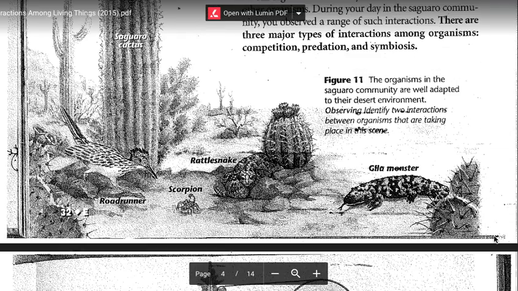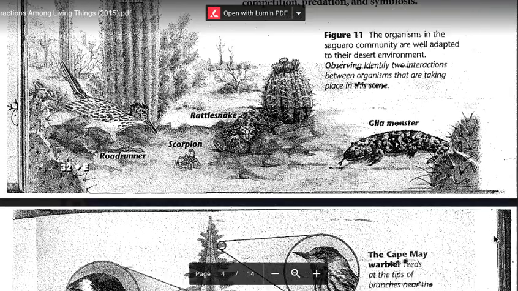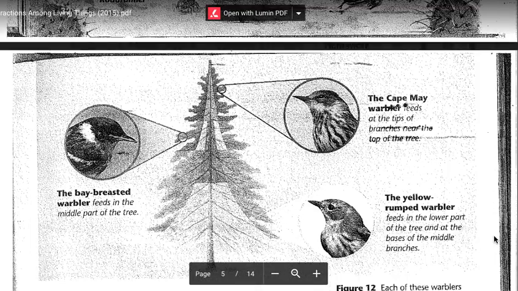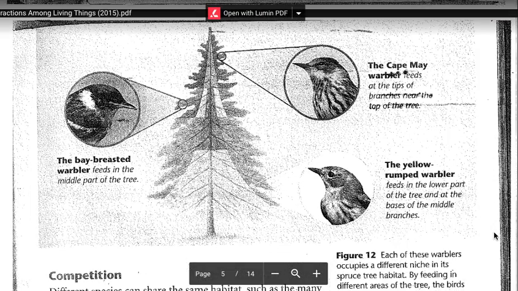Checking out these pictures in the PDF online would probably be helpful too. I'm going to keep going though. We'll come back to this one up here in a minute.